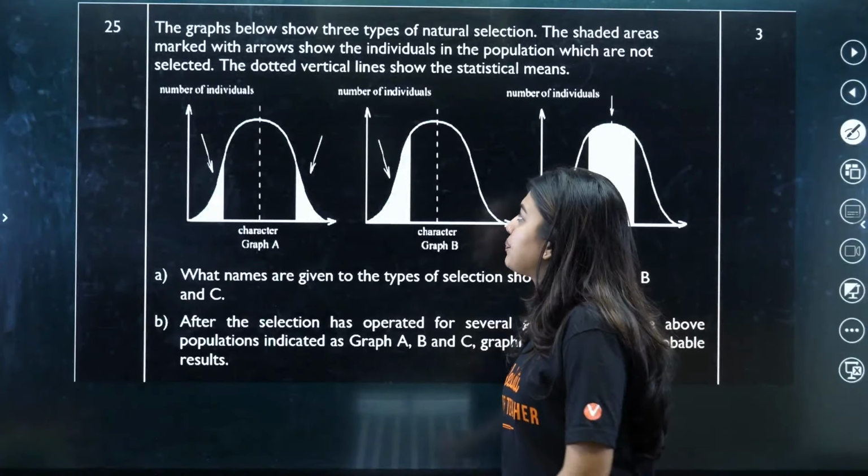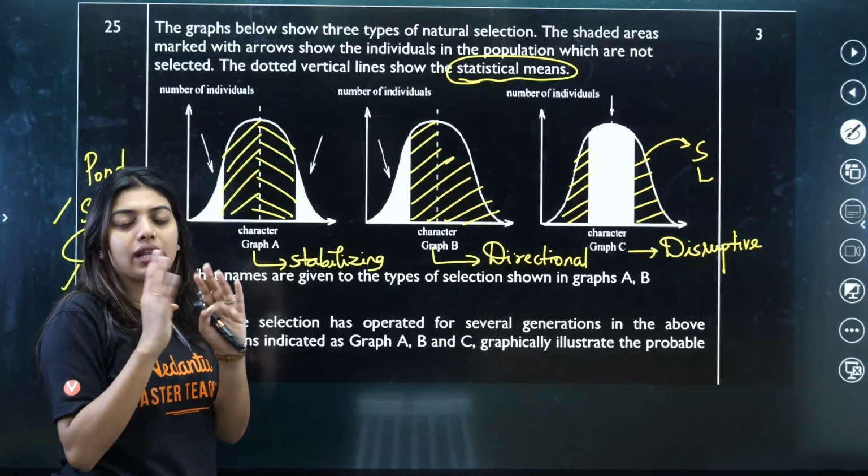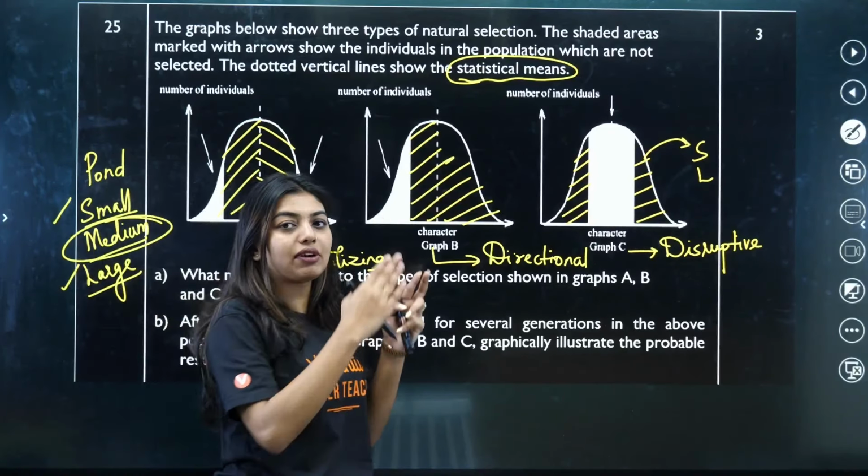Here, we can take the small and the large, or the corners. That means what is happening? Stabilizing. There is an equal or equivalent rate. Here, if you see, one is completely removed, so it is directional. Then here, if you see one whole chunk, a big chunk of one portion, is completely removed, this is disruptive. Let's see if we are correct.